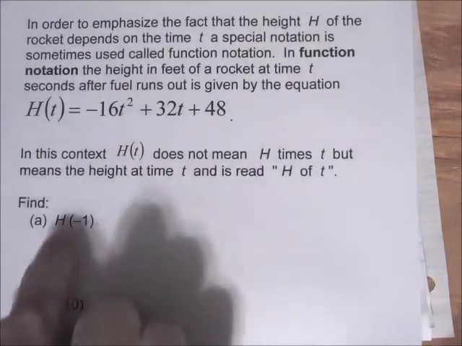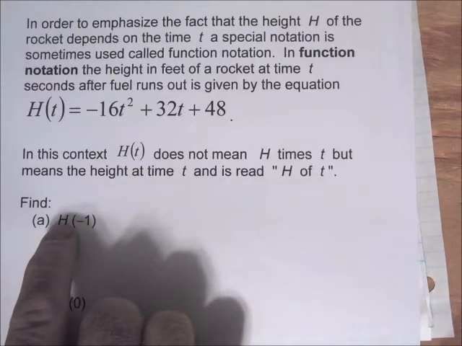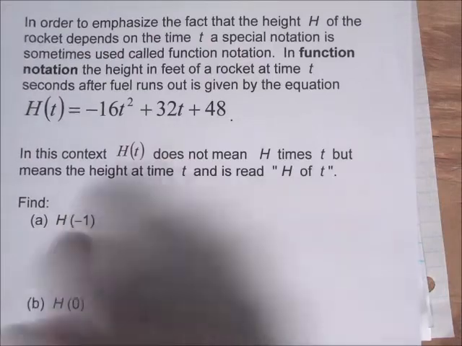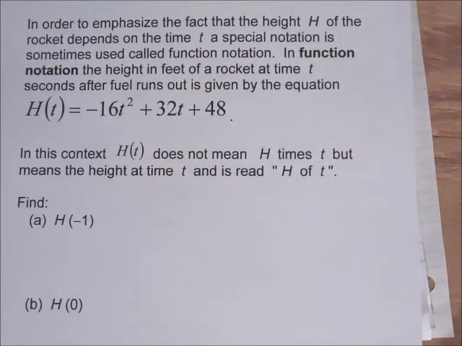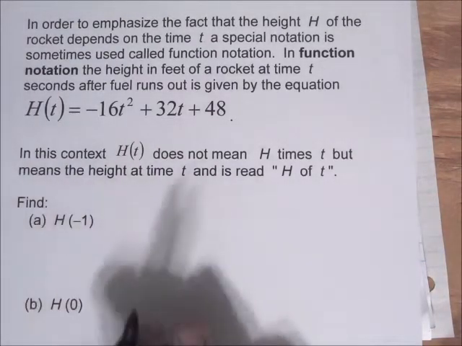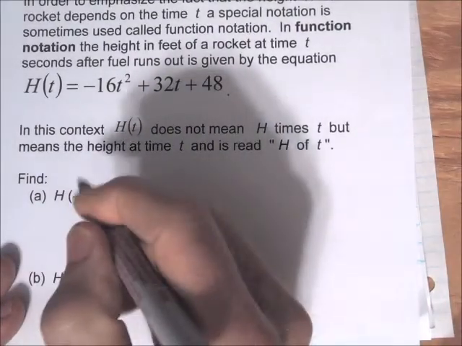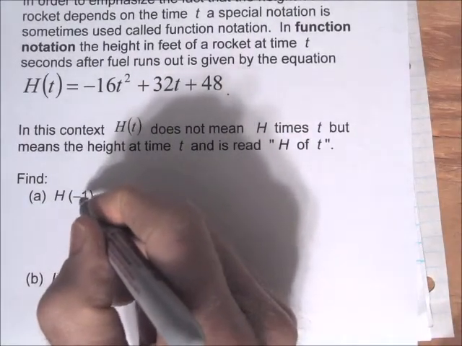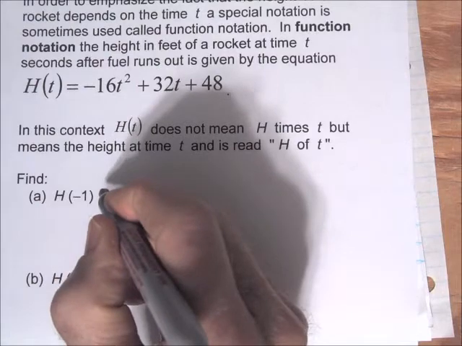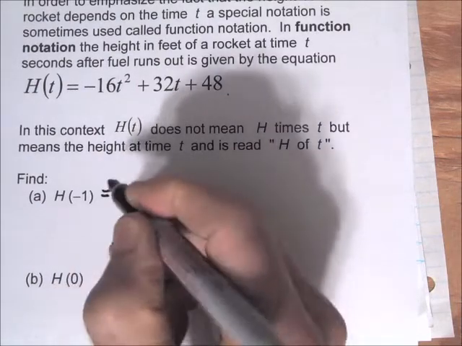So if we want h of negative 1, that would represent the height at time negative 1, and we could compute that by replacing t by negative 1. So the negative 1 would be considered the input, and then when we plug it in and get an answer, that would be the output.